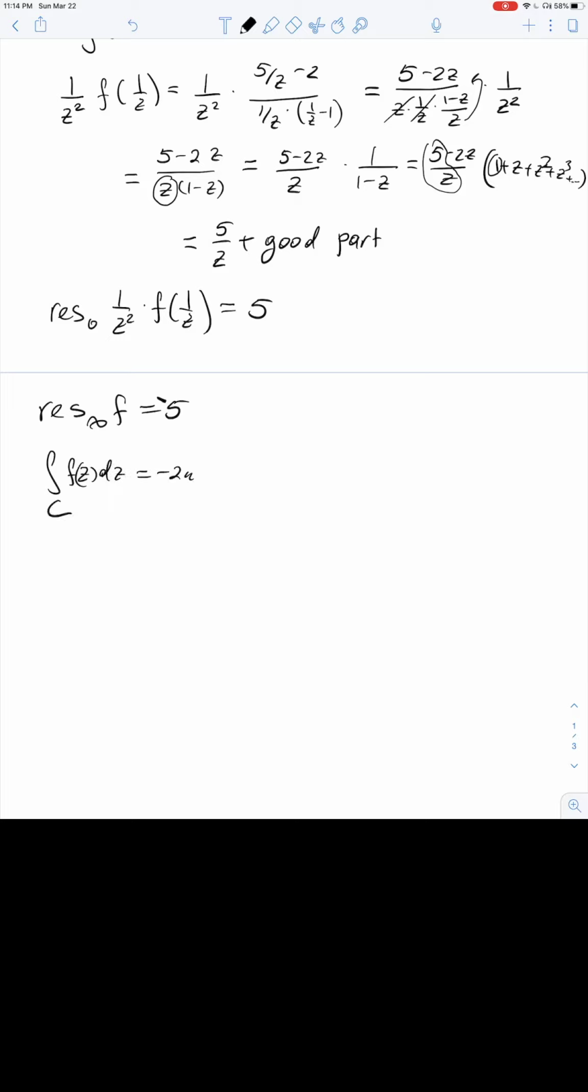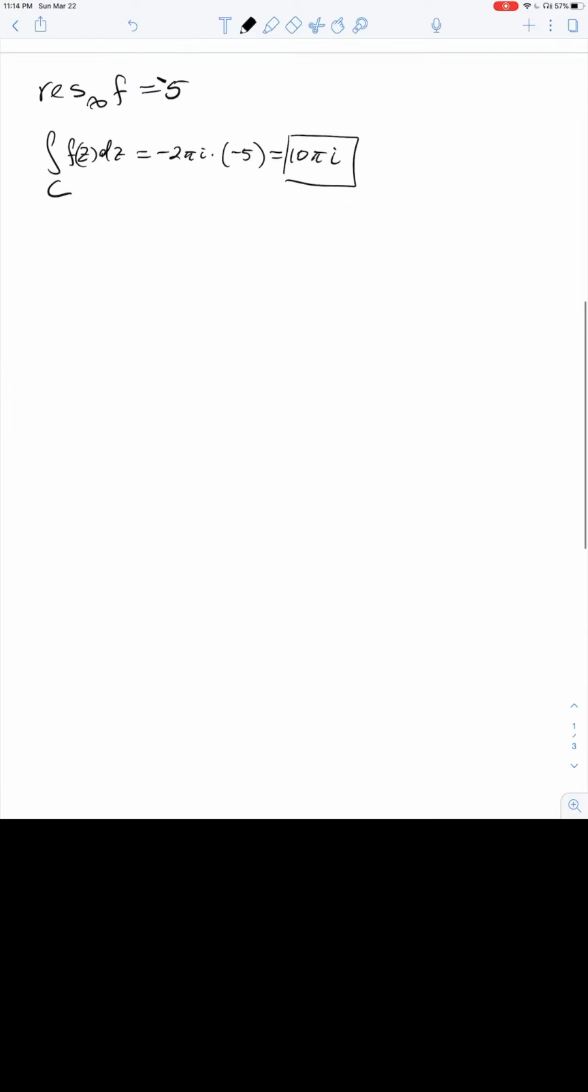is minus 2 pi i times, I'll start over. So it's minus 2 pi i times minus 5, which is equal to 10 pi i. And this is exactly what we got before. So, lucky us, our computations, which were pretty nasty, got confirmed by this example. Okay, so let's maybe do some exercise.